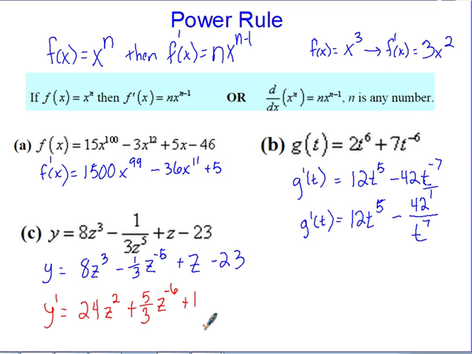So is this my final answer? No. What's the problem? The negative. So all I got to do is fix that. So I get 24z squared plus, how do you think this one's going to look? Good. That 3 is there on the bottom, so put it back. 3z to the 6th power plus 1.